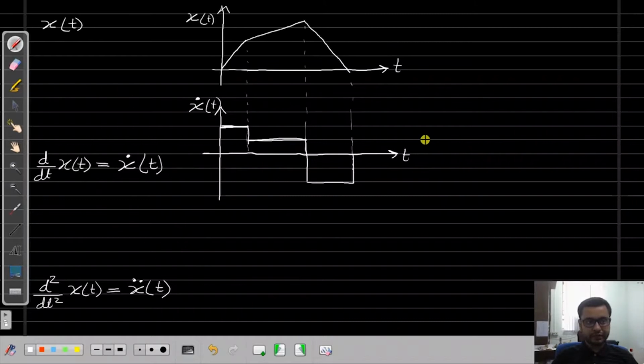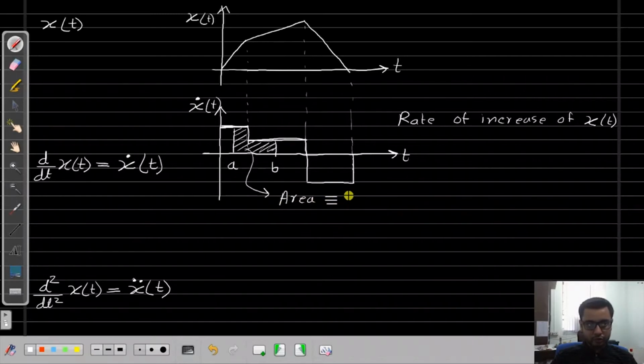Now the meaning of this derivative is the rate of increase of x of t, and if you integrate this signal, say within a region from t equal to a to t equal to b, then the area under this curve, so this area, signifies the amount of total change or total increase of x of t, this original signal, between t equal to a and t equal to b.